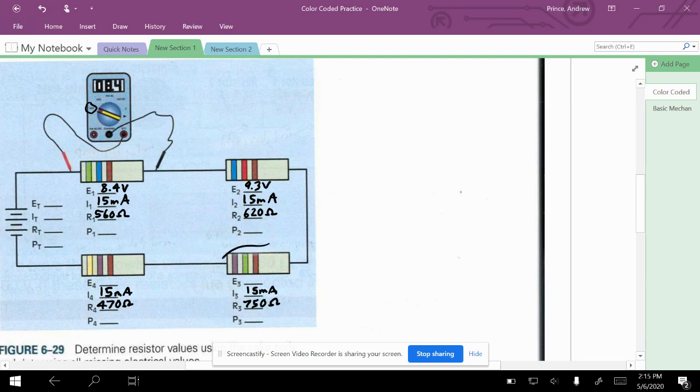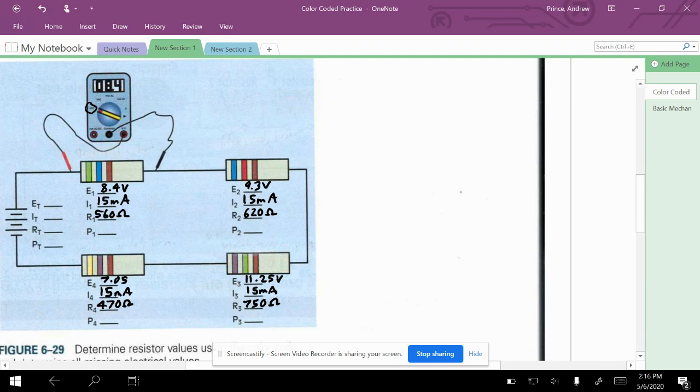For this resistor here, 0.015 amps times 750 ohms. Multiply these two together, and you get 11.25 volts. And then over here, 0.015 times 470, that gives you 7.05.